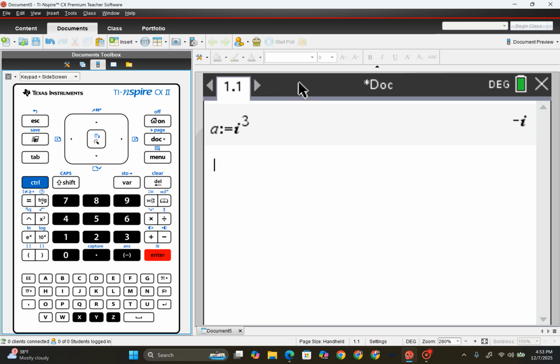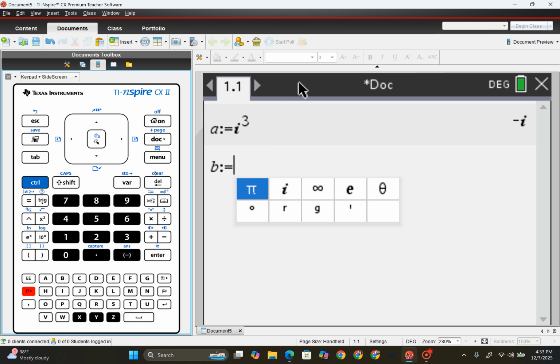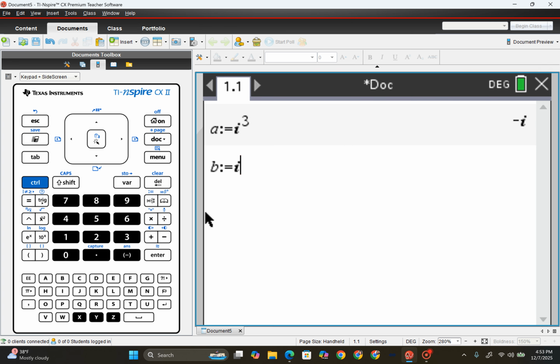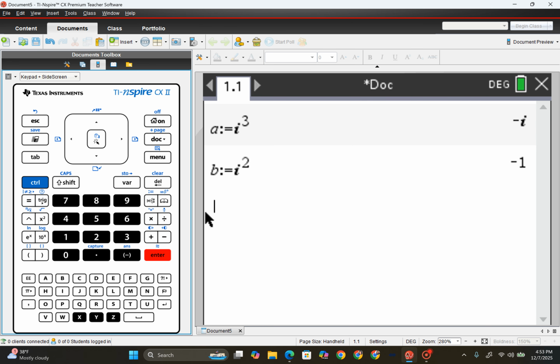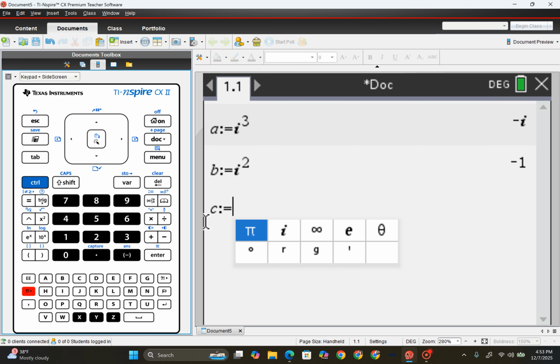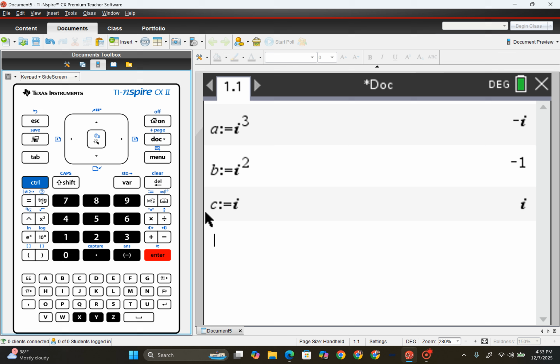Then we're going to do b, right? So we're going to define b, control, the colon equal, and we're going to say i squared. So again, i is where pi is. So i squared, and I'm going to hit enter. And then c is equal to i. So we're going to do c, control, and c is i. Again, i is where pi is. Hope you get sick of me saying that, because I am.